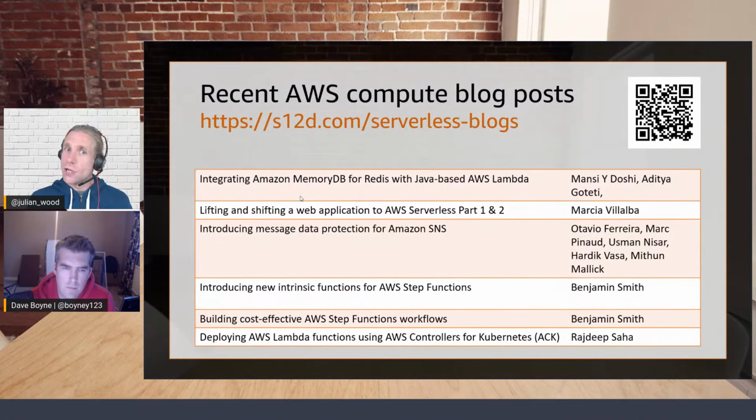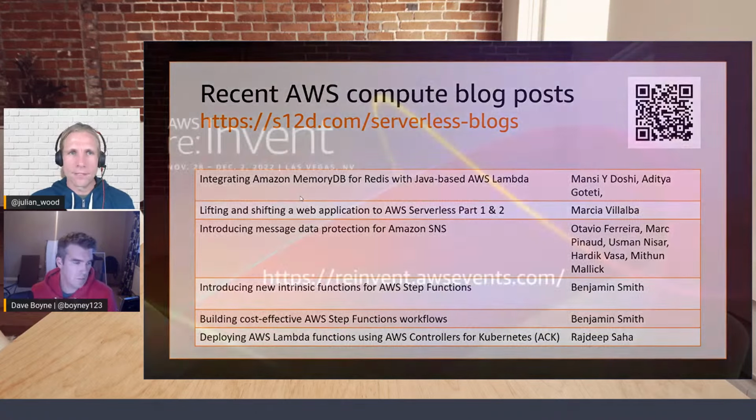Compute blog posts, not too many more recently because potentially there's a little conference coming up shortly and there may be some interesting announcements. But Marcia Villalba on our team wrote about lifting and shifting a web app to AWS Serverless, Parts 1 and 2. Super useful if you are in the traditional web application sphere and want to move things to serverless. Some great tips. And of course, MemoryDB for Redis, if you're wanting some big in-memory cache. How to use that with Java and Lambda. A really great blog post for that.